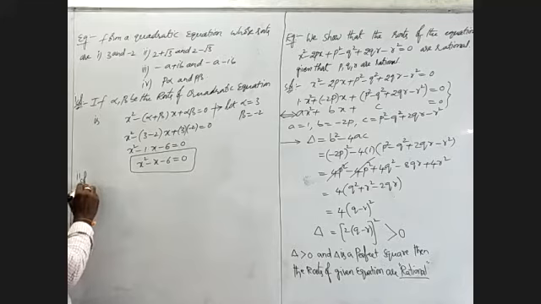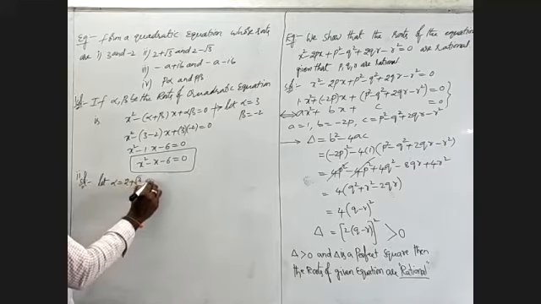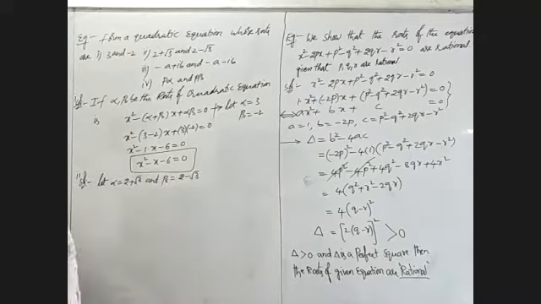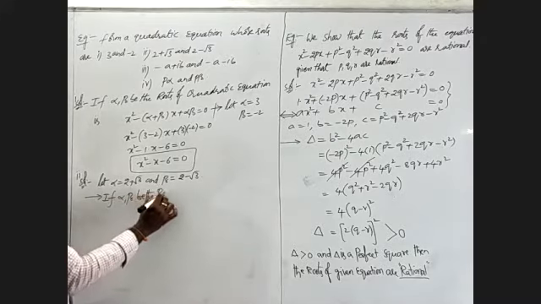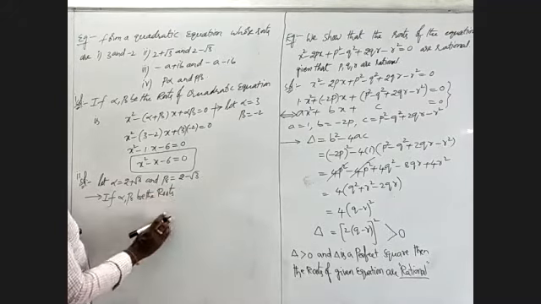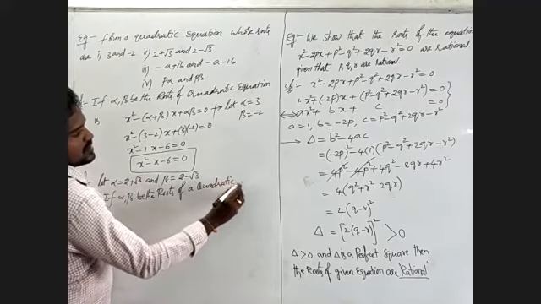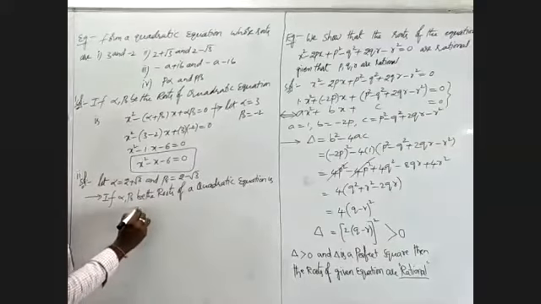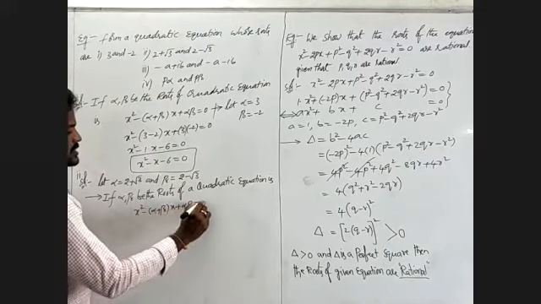Here also two roots are given. Let alpha is equal to 2 plus root 3 and beta is equal to 2 minus root 3. Here also we write: if alpha comma beta be the roots of a quadratic equation, then we have to write x square minus (alpha plus beta) into x plus alpha beta is equal to 0.